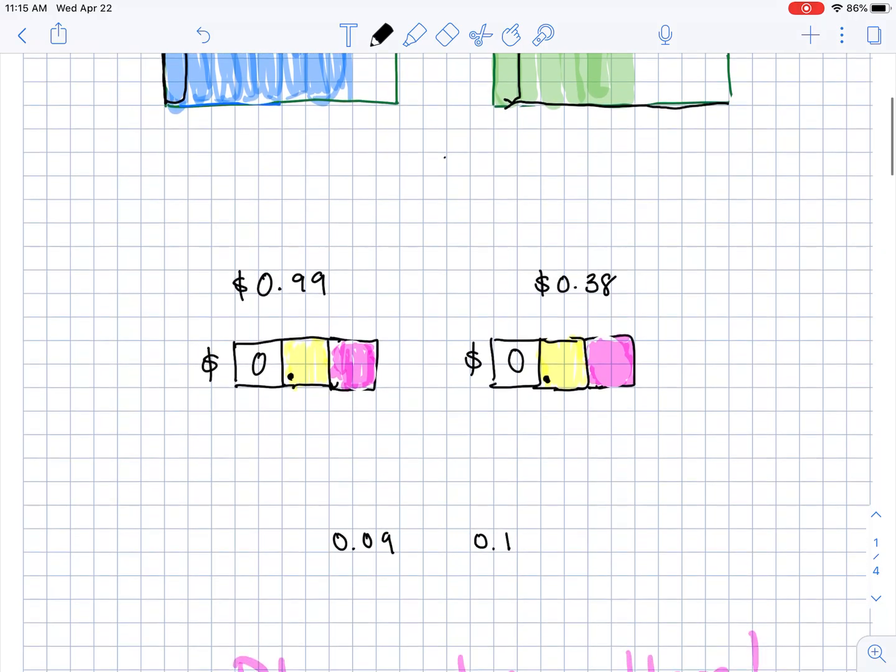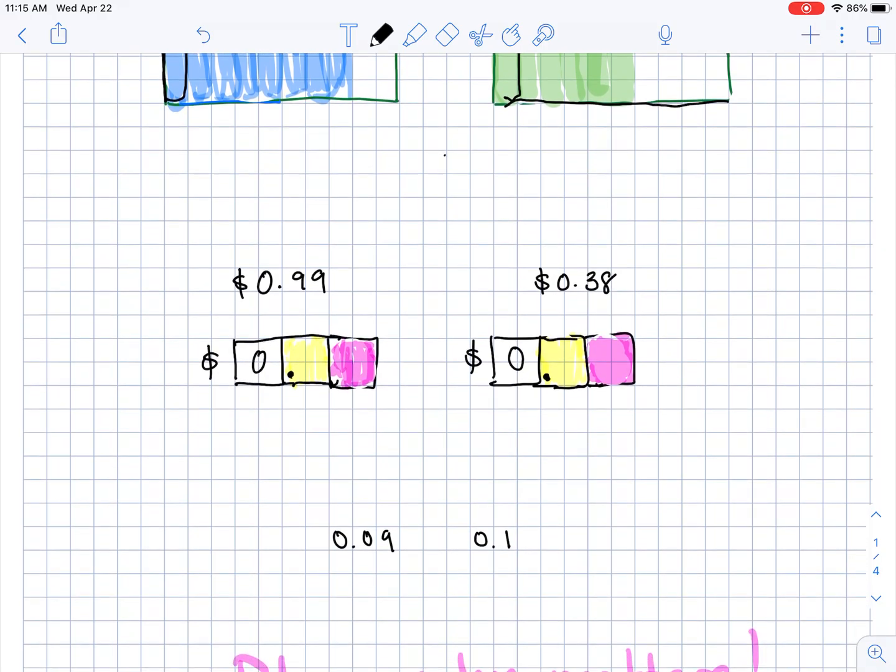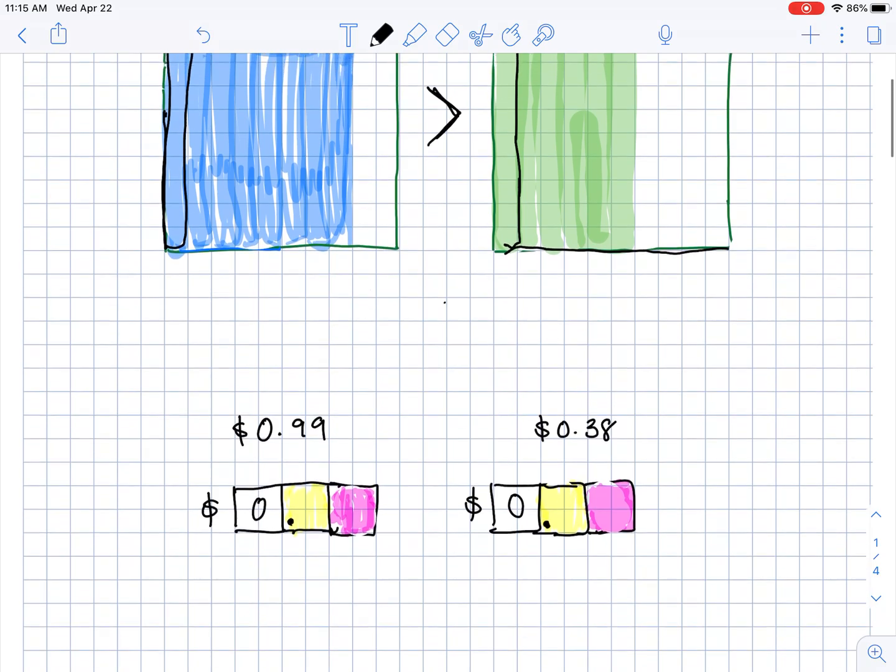Okay, let's explore this a little bit further. Let's compare 0.99 to 0.38, like 99 cents to 38 cents. Well, what place values do we have? We have the tenth right here. That's like our dimes. And we have our pennies, the hundredths. So let's put that on our chart. We have 9. Remember, the first number to the right of the decimal is the tenths place, and 2 hops over from the decimal is the hundredths place.